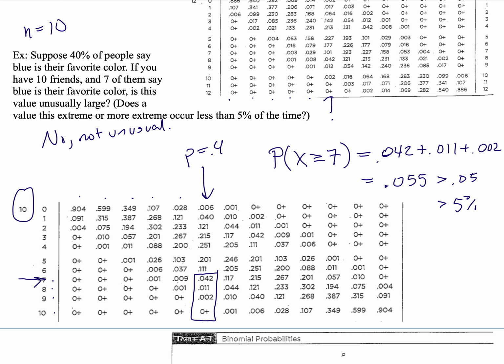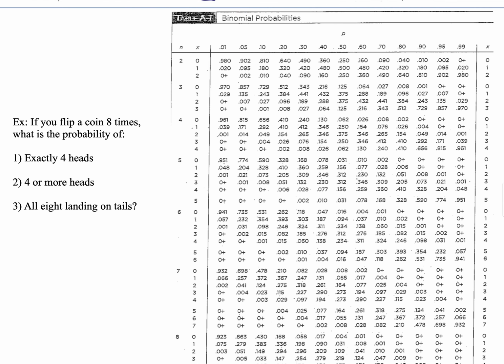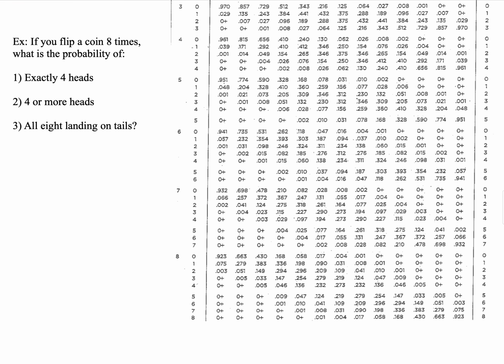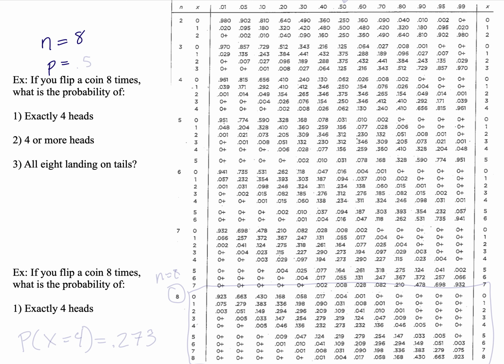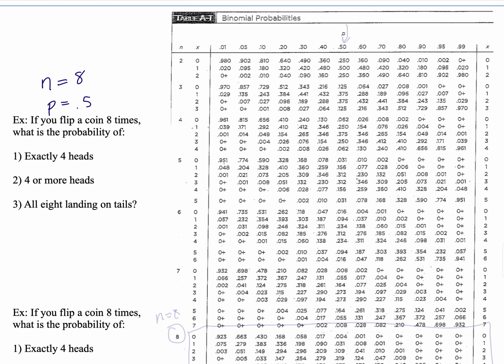All right, if you flip a coin 8 times, what is the probability of exactly 4 heads, 4 or more heads, and part 3, all 8 coin flips landing on tails? You can use this binomial probability table to find that solution, and we'll talk about it in a moment. Okay, so we are flipping the coin 8 times. That means n is 8. We have a probability of success, heads, tails equally likely, so 0.5 is our probability of success.